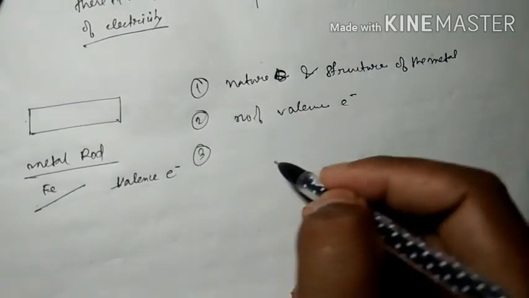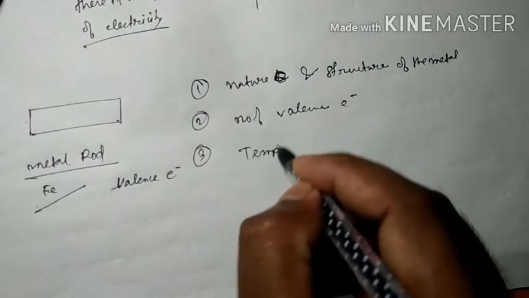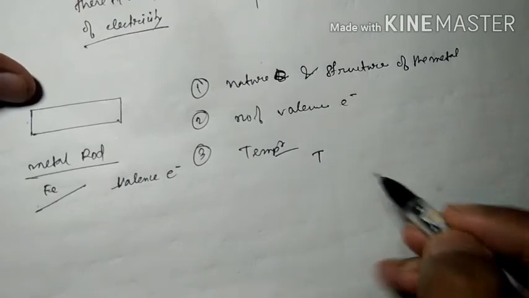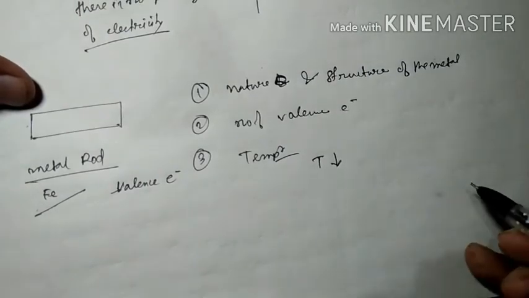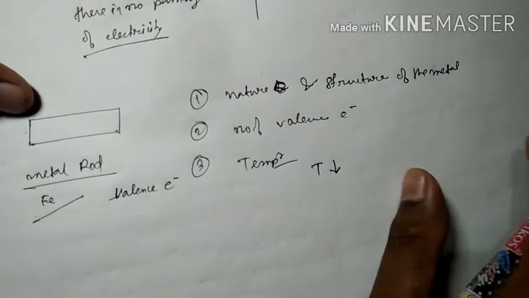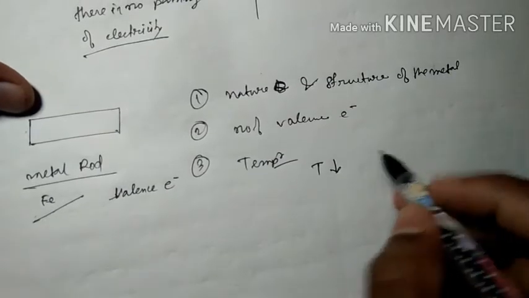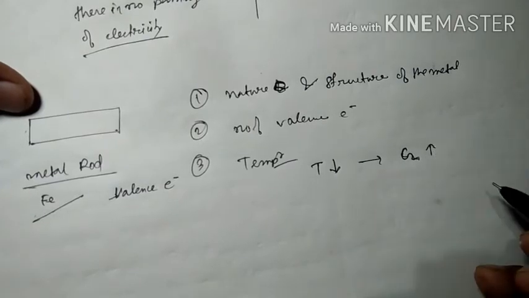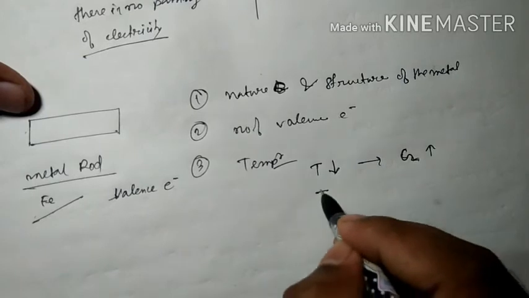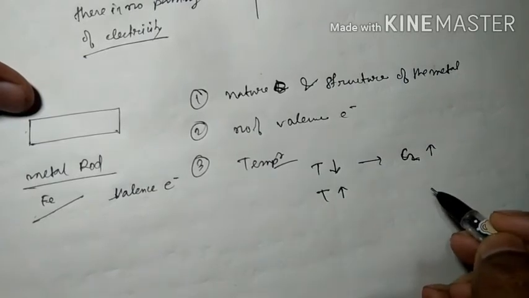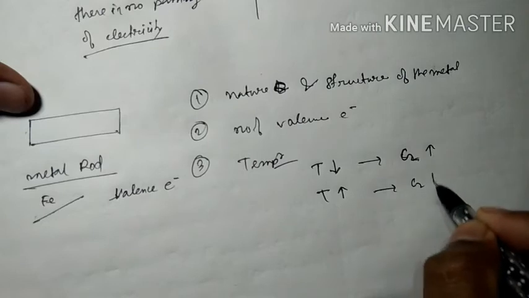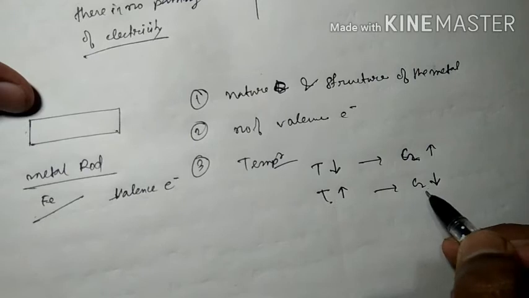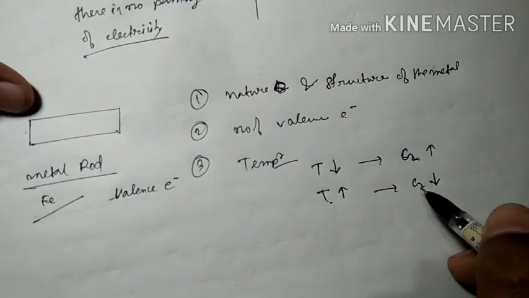The third factor is the temperature. Very important, this one. When temperature T decreases, the conductance, that means G, increases. Suppose T is increasing, then G will decrease. That means the temperature and the conductance of a metal are inversely proportional.